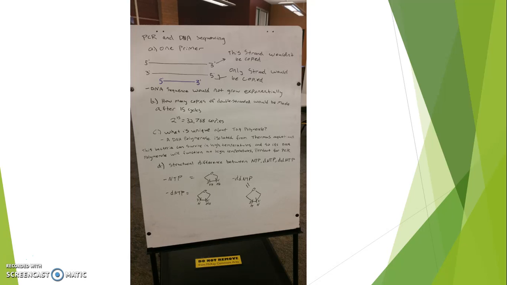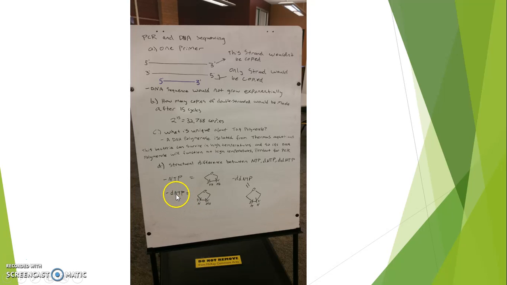And then what are the structural differences between the NTP, the dNTP, and the ddNTP? So for the NTP, I drew little ribose molecules right here. There are just a couple structural differences. So the 2' carbon right here, which I indicated, and the 3' carbon, there are hydroxyl groups for the NTP.